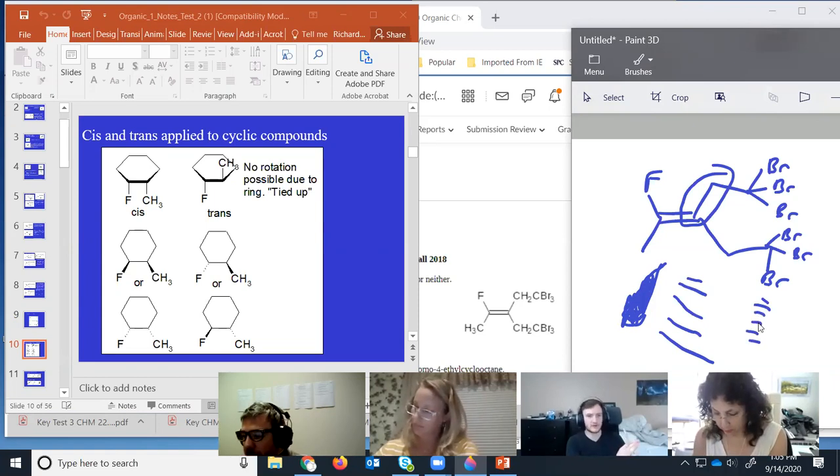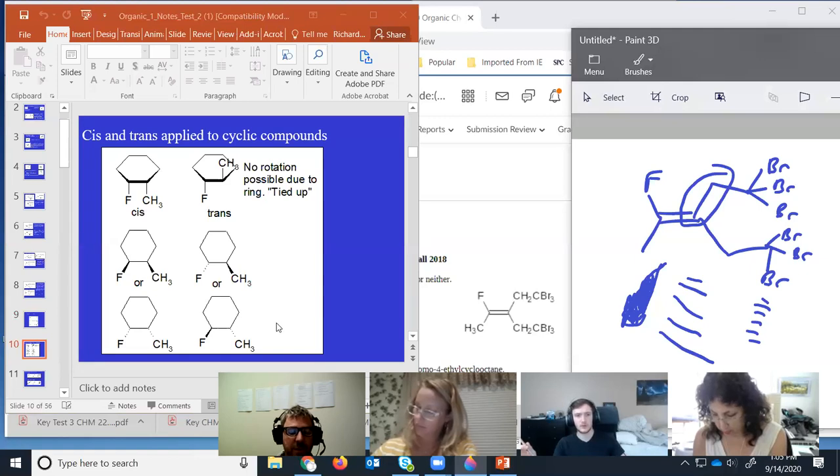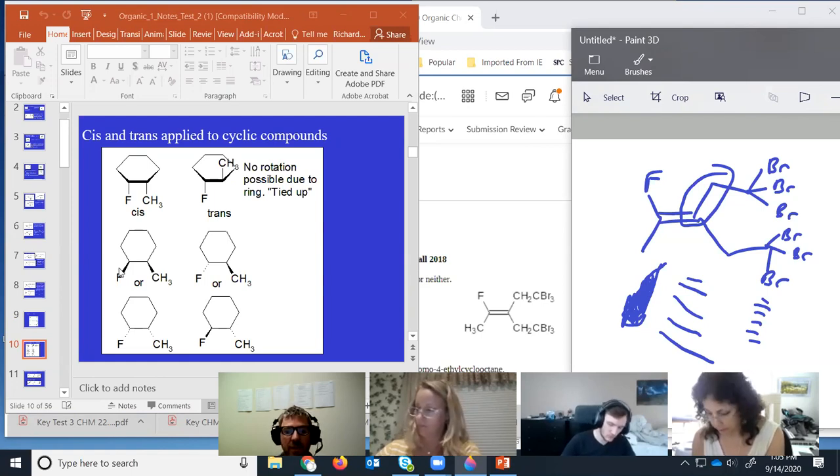Okay. I want to make sure I'm reading the chart right. All the ones on the left are the cis ones and all the ones on the right are the trans ones? They are, that's right. Okay. So the way that we're looking at this is if it's a wedge, then it's coming up out of the page. And if it's a dashed line like this, then it's going into the page.